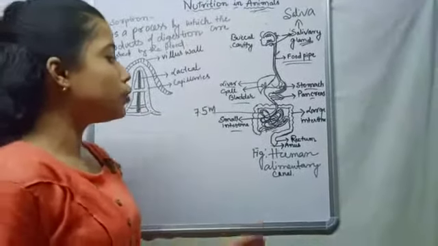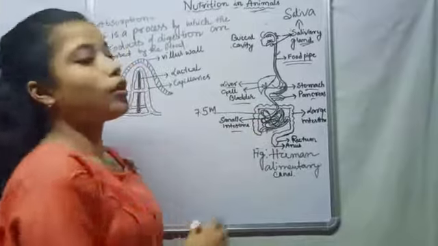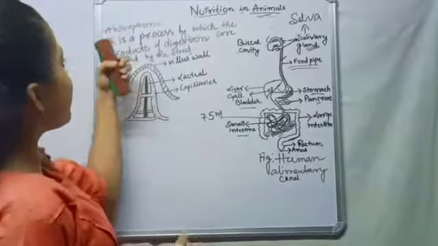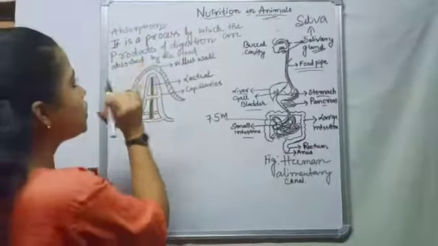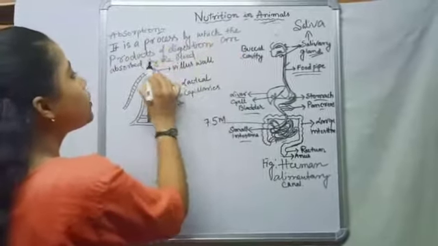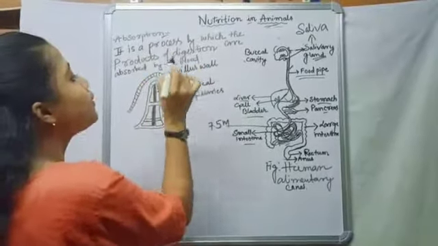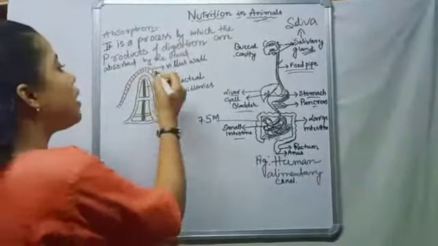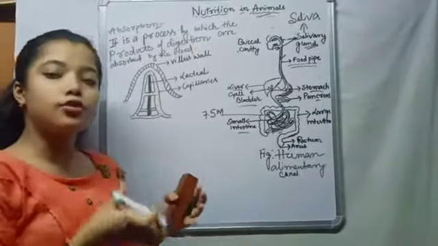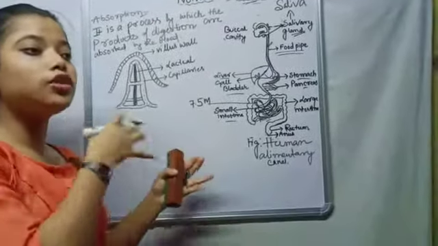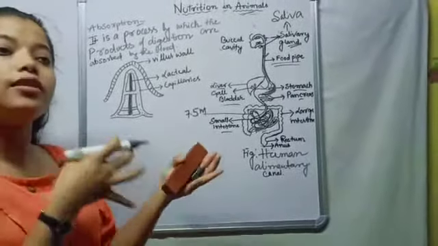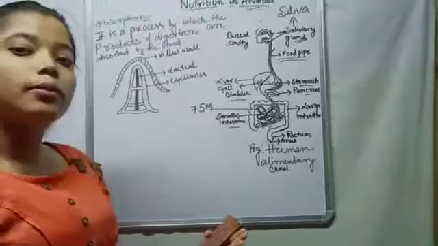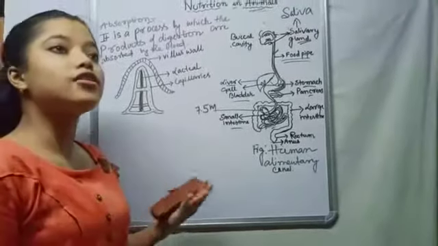So before that, let me tell you what absorption actually is. So here I have put a definition of absorption. It is a process by which the products of digestion are absorbed by the blood. Means absorption is the process by which the products of digestion are absorbed by the blood. Means the products which are formed after the digestion are generally absorbed by the blood. Now, who facilitates the absorption into the blood? It's the villi.